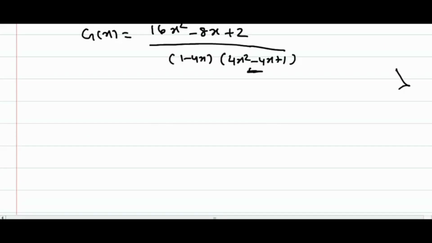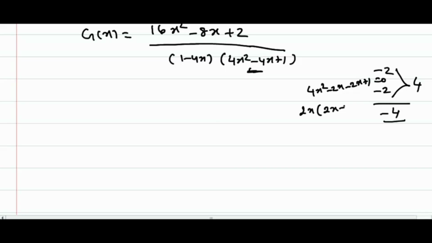That is nothing but if you multiply we get 4, adding we get minus 2, so the numbers are minus 2 and minus 2. So we can write this as 4x square minus 4x plus 1 equal to 0. Here 2x is common, take it outside. So we get 2x minus 1 into 2x minus 1, that is 2x minus 1 whole square equal to 0. So write this as 1 minus 2x equal to 0.